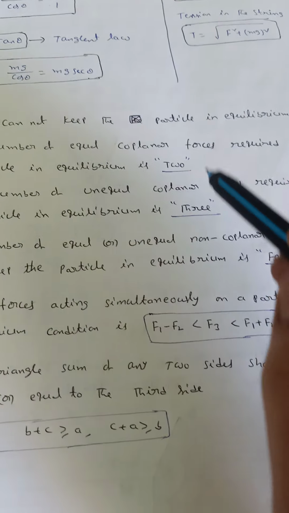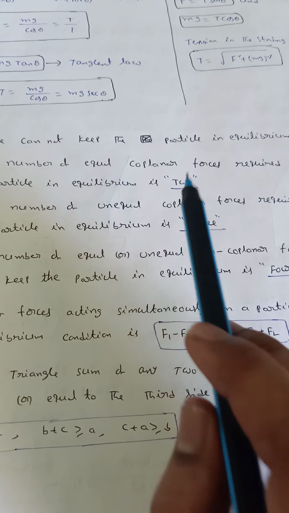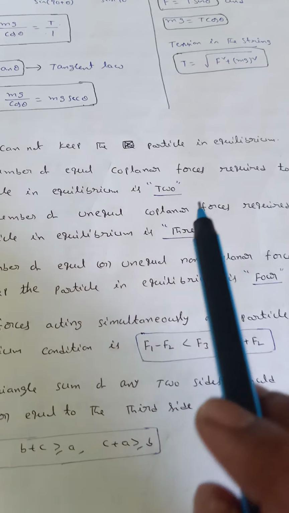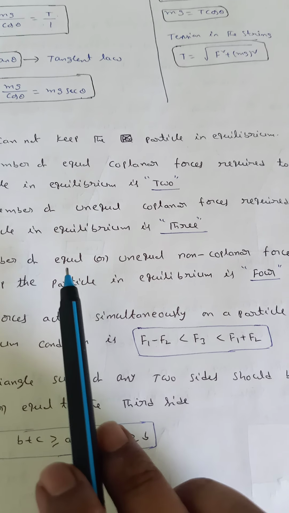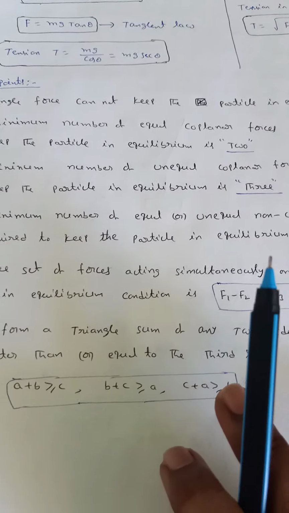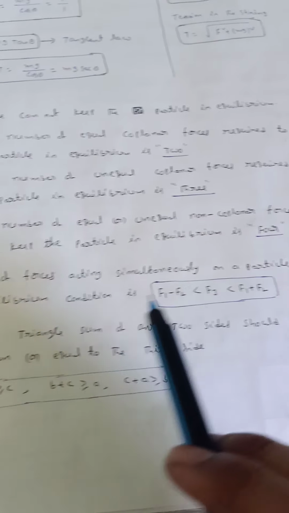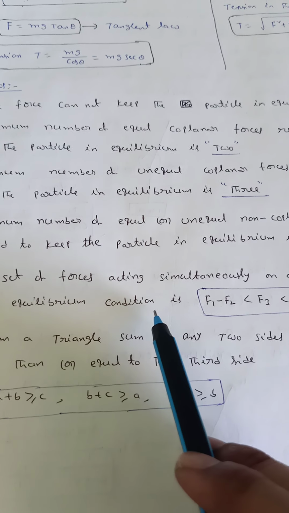See the three important bits. Equal coplanar forces means equilibrium condition 2. Unequal coplanar forces means equilibrium 3. Equal or unequal non-coplanar forces means equilibrium 4. And also, three sets of forces acting simultaneously on a particle keep it in equilibrium.